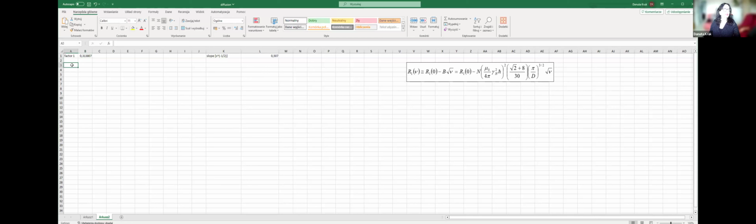Then I need the next quantities. Mu null, gamma H. So this is the permeability of vacuum, magnetic permeability. Gamma H is the gyromagnetic factor of proton, and h bar is the Planck constant.